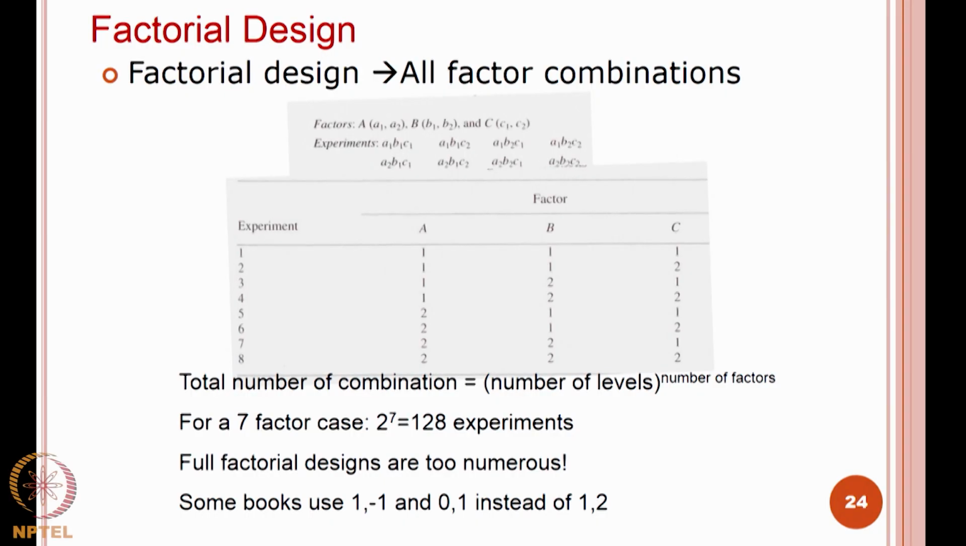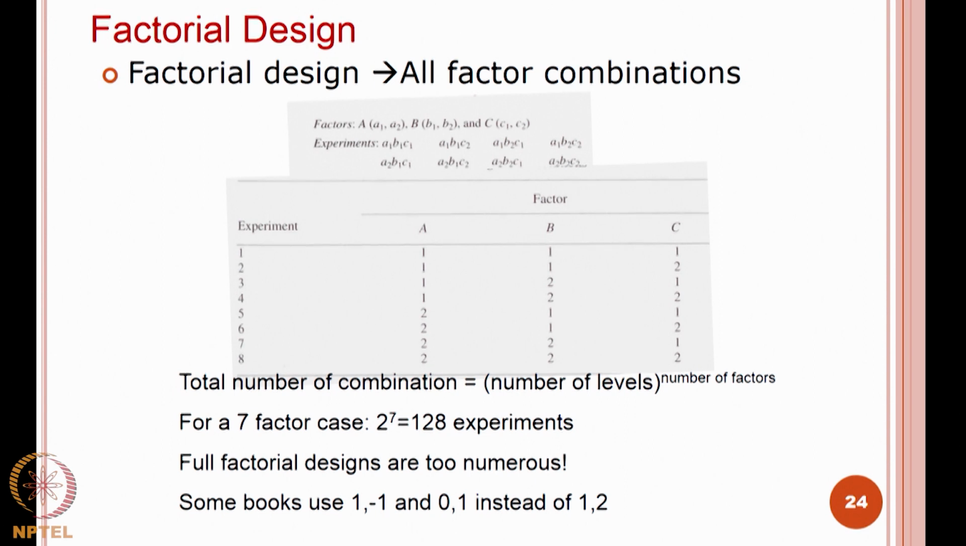So, we are now going to talk about some factorial designs, all factor combinations. Let us say that he asked for 3 levels, but we will first look at 3 factors. If there are factors A, B and C and each of them has levels A1, A2, B1, B2, C1, C2, each of them has 2 levels.